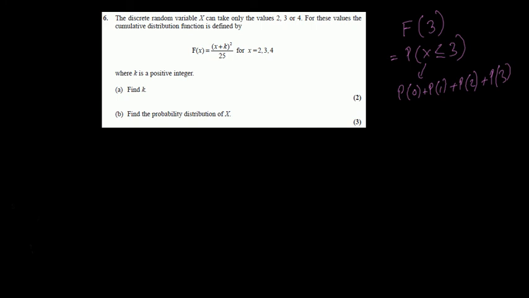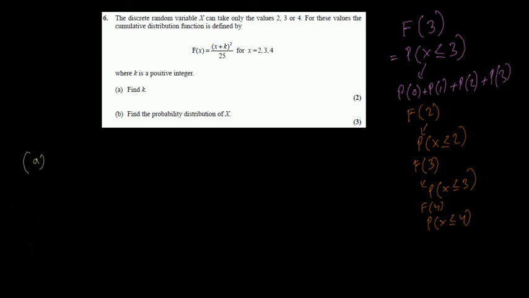In this particular question, the random variables are 2, 3 and 4. If I write F2, it means from the beginning up to 2. If I write F3, that means from the beginning up to 3. If I write F4, that means from the beginning up to 4. Okay, now we have to find the constant K.